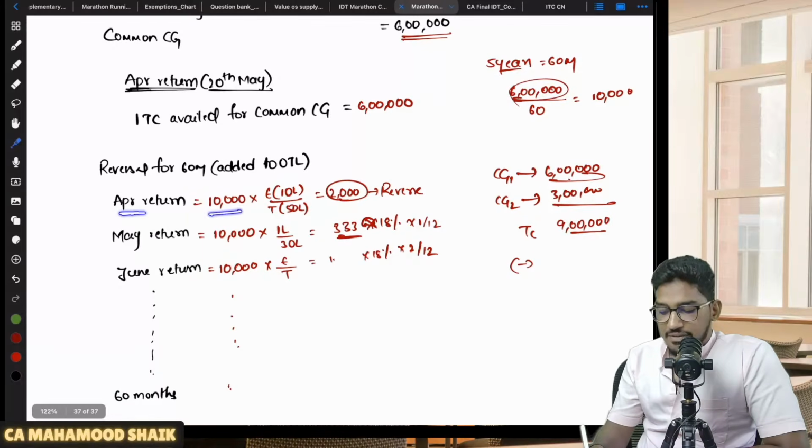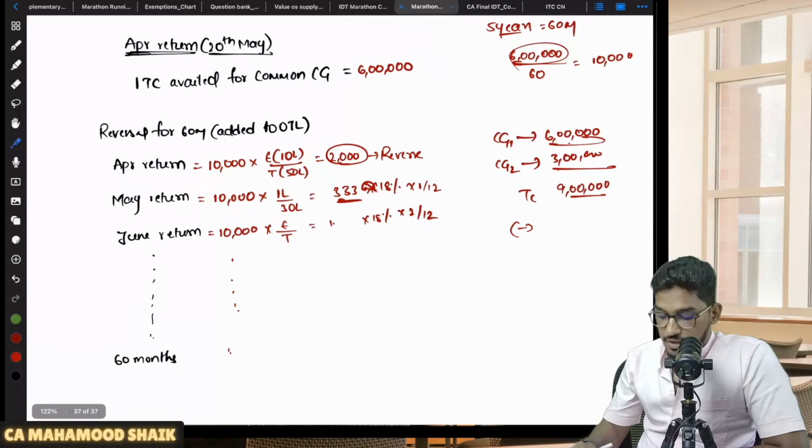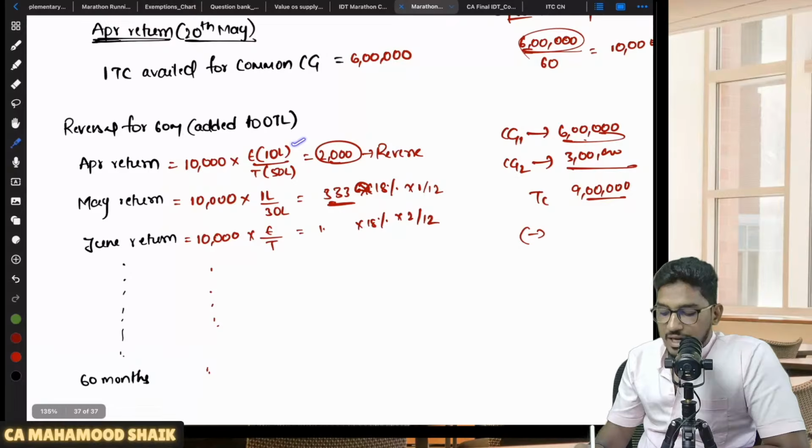Now let us say I have capitalized it in the month of April. For the month of April, I will calculate my exempt turnover and my taxable turnover. Let us say my exempt turnover is 10 lakh rupees and my total turnover is 50 lakh. So on this 10,000 rupees, I will calculate the proportionate amount, 2,000 rupees. This much I will reverse.